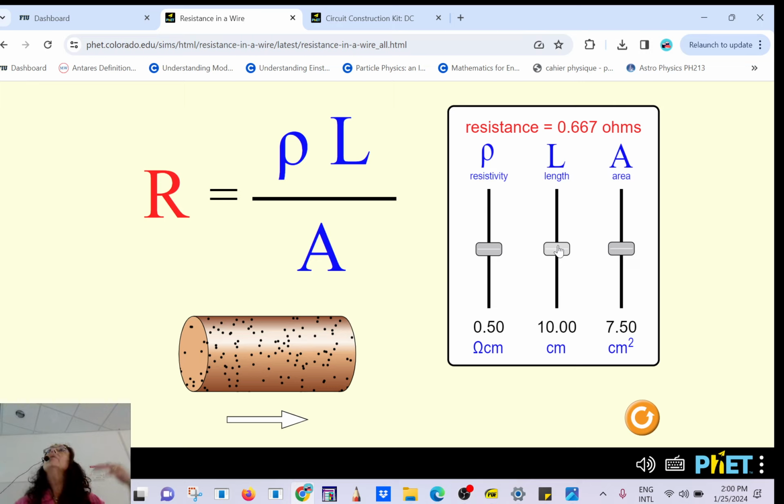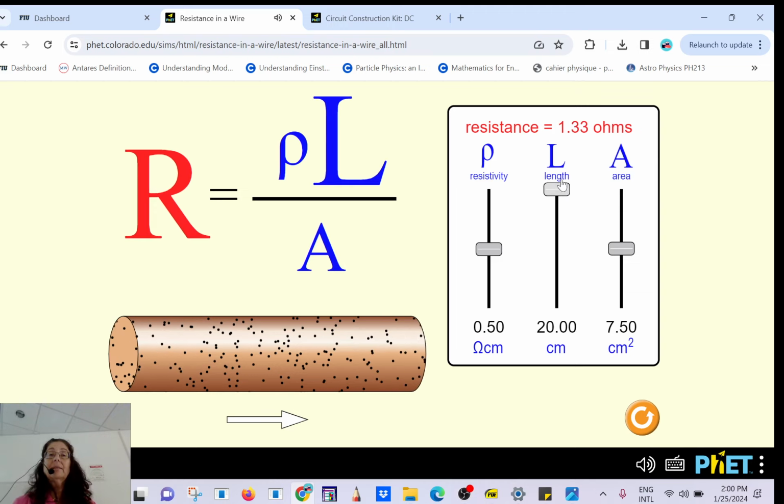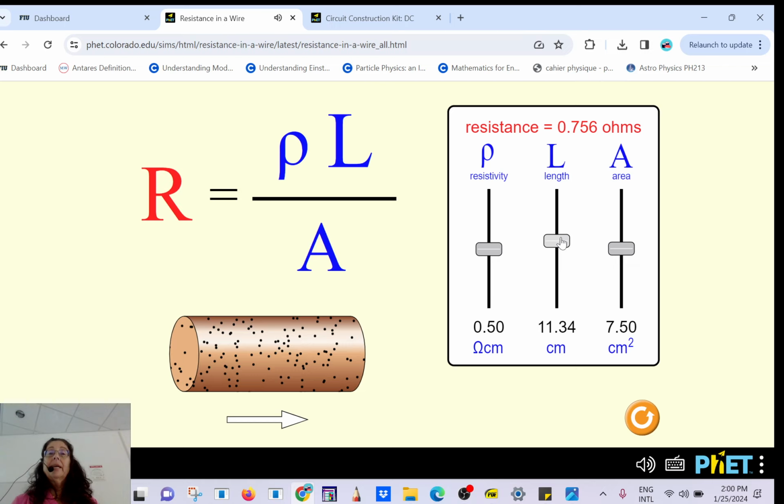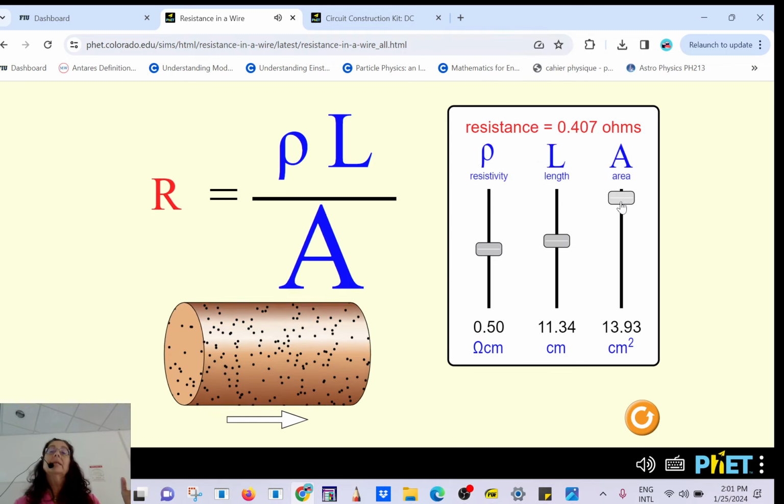So as you increase the length, what's going to happen to the resistance? Increase, right? Makes sense because the charges have to go a longer way. So the resistance is going to increase. And I can also change the area, the cross section, the thickness of your wire. So if you increase the area, what's going to happen to the resistance? It's going to decrease, right? Because it's going to make it easier for the flow of charges, right?